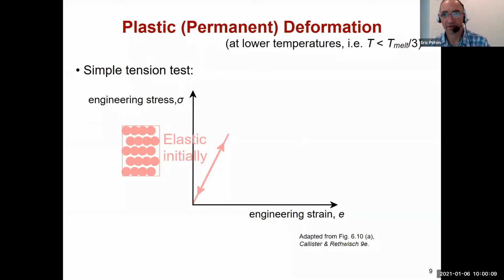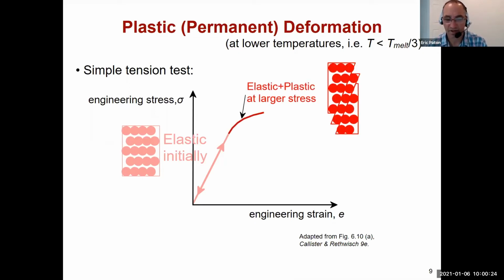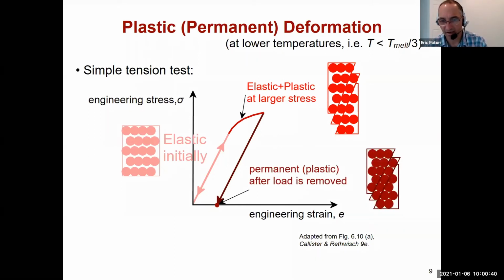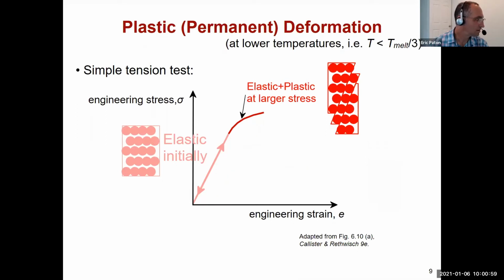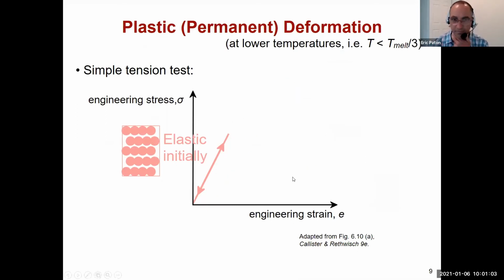Okay, so plastic deformation we know is permanent. Going through a simple tension test, we see that the bonds are stretching and they do return to the original point, and past a certain stress we get the slipping of the planes, and that point is called the yield point. We can reduce that load, and we're only left with plastic deformation because the elastic is reversible.